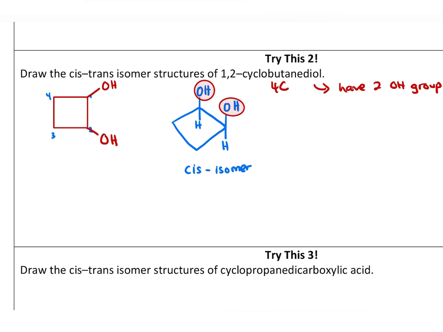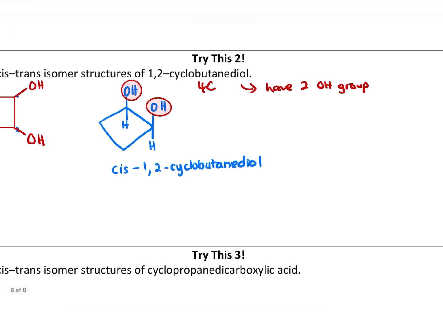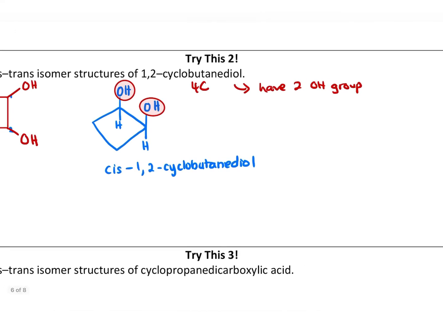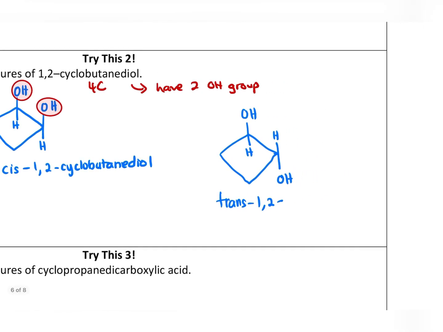Okay, but it has a name, so we can just write the name lah, cis-1,2-cyclobutane diol. Okay, then we want to draw trans pula. Same also, we will make the shape like before. Okay, like a diamond. And then after that, like this also, OH one on top, one at the bottom. This one hydrogen, this one hydrogen. Okay, so this one will become trans-1,2-cyclobutane diol.